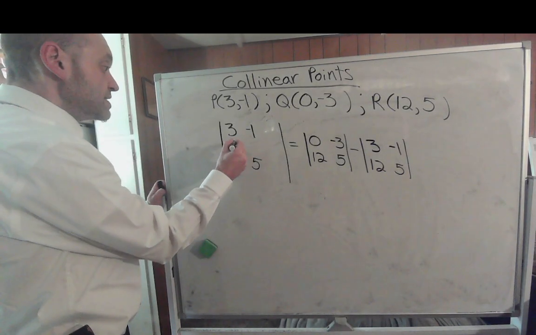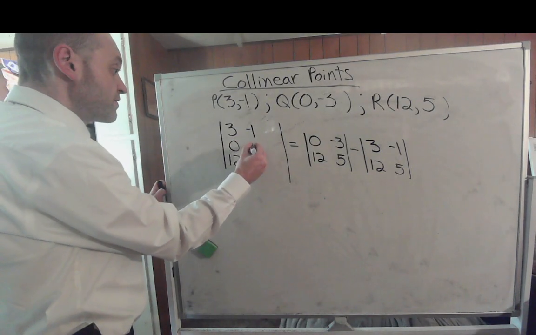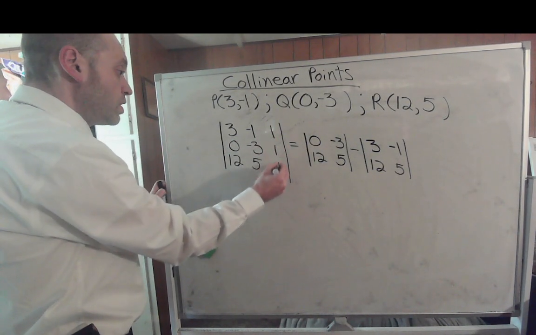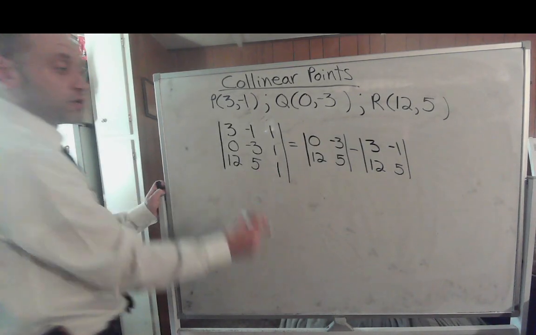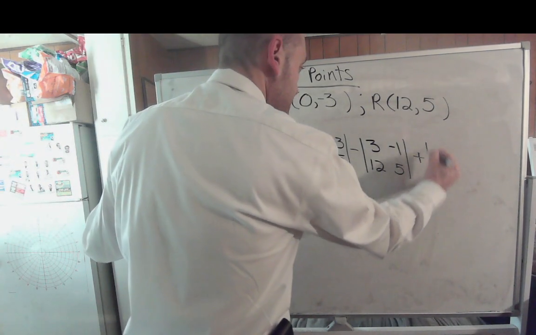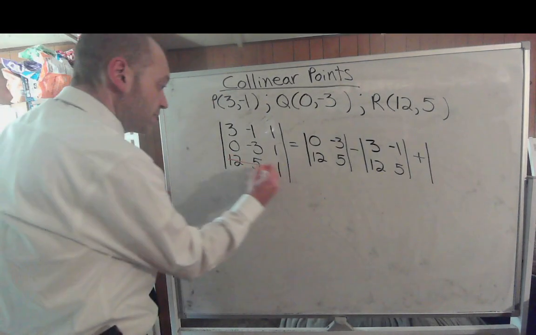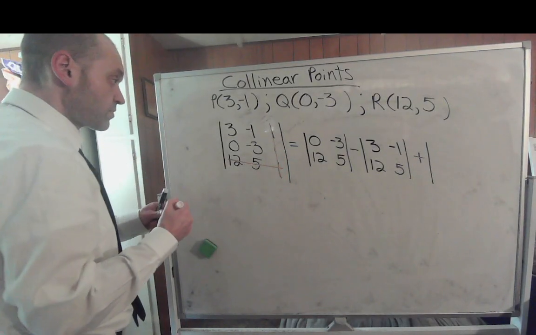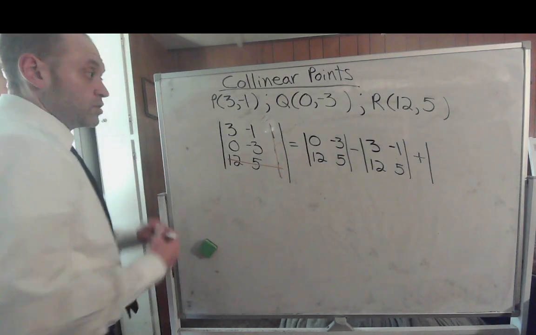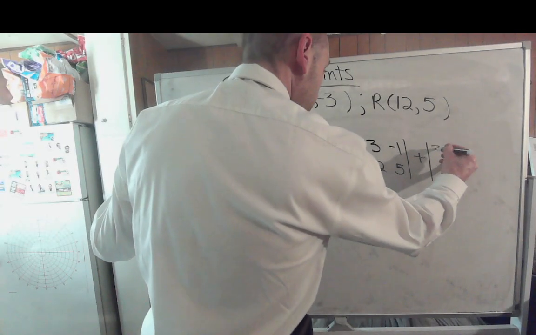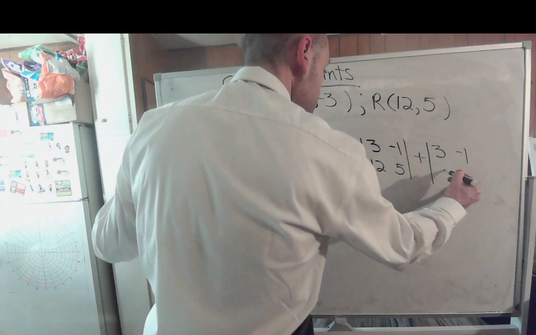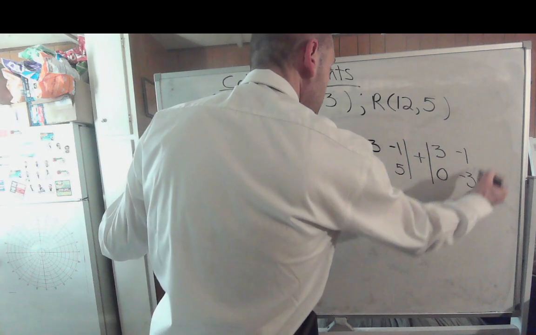Alright, so we got 0, -3, and then 1, 1, 1. Use that last one in the third column. That'd be plus the resulting determinant when we strike out the row and column that one's in. You'll end up with 3, -1, 0, -3.